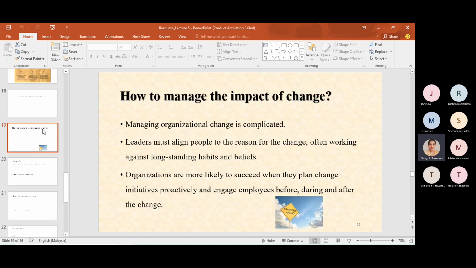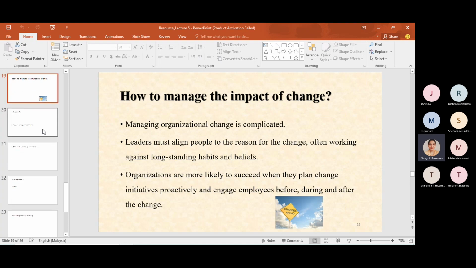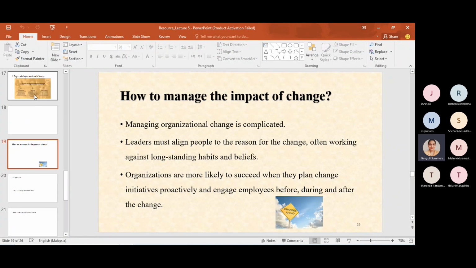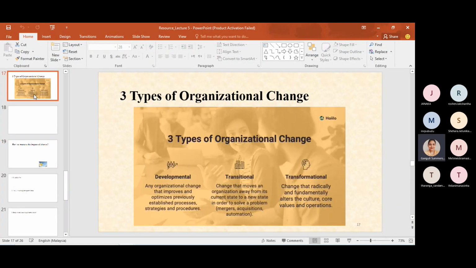Now we have to discuss how to manage the impact of changes. When an organization or a company does a change, these changes can be developmental changes, transitional changes, or transformational changes.